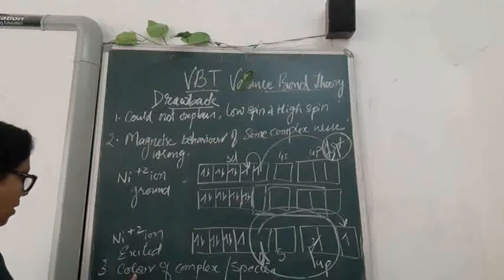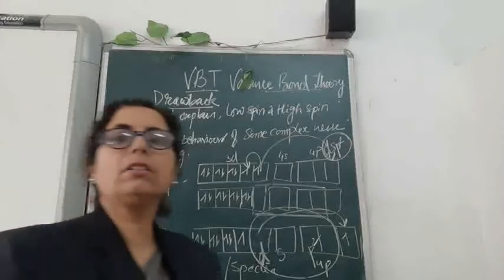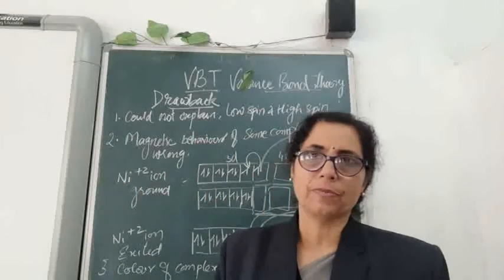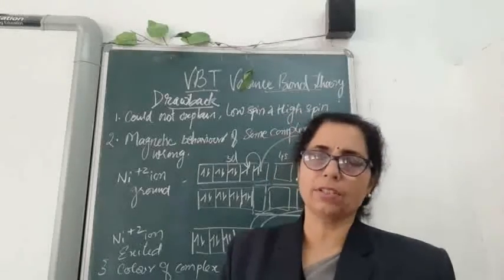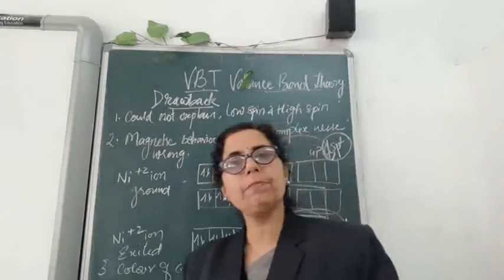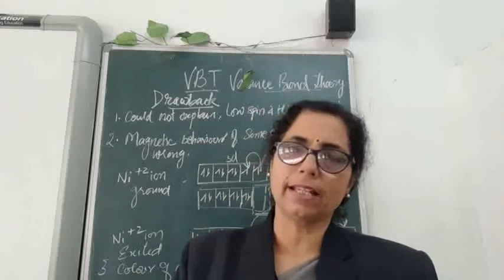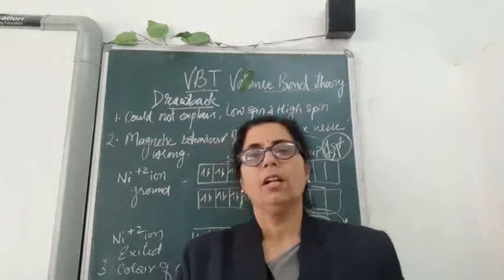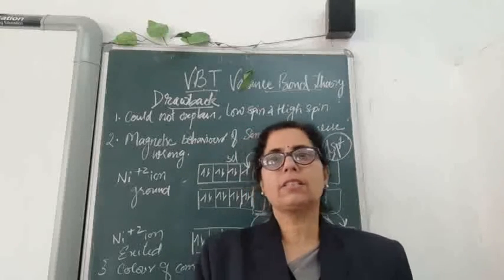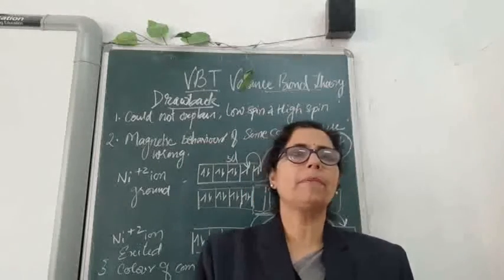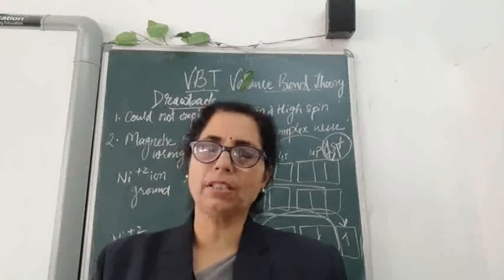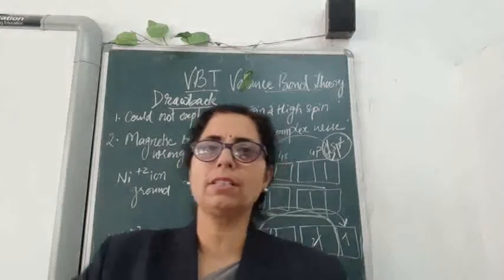Now the next topic: valence bond theory could not explain the color of the complex compounds and the spectra related to that. Next, it could not explain what are weak ligands and what are strong ligands. Most of the drawbacks found in valence bond theory were covered by crystal field theory. And in our next video, I will explain to you about crystal field theory.